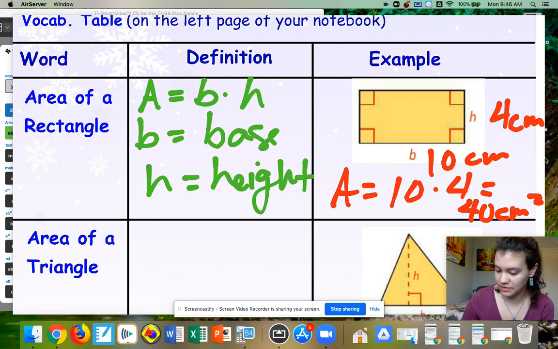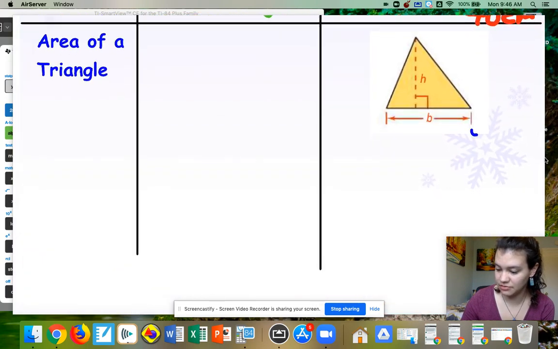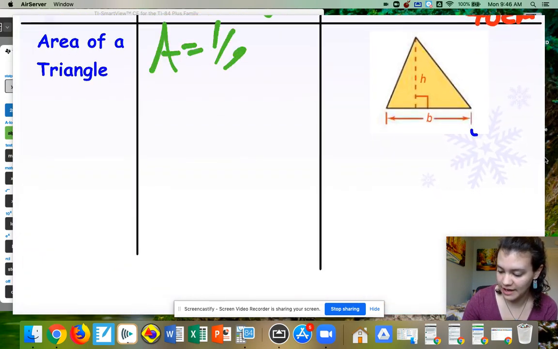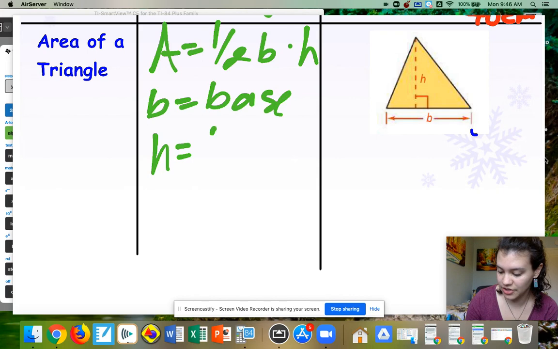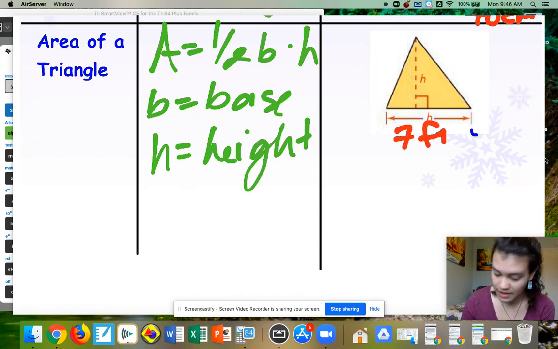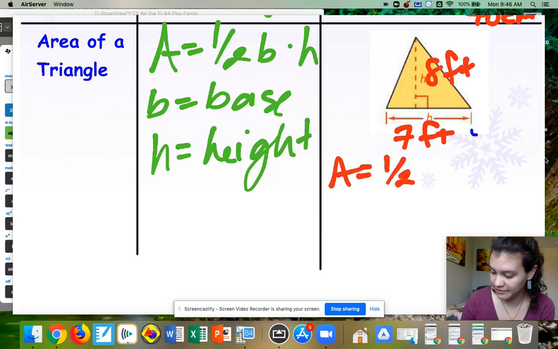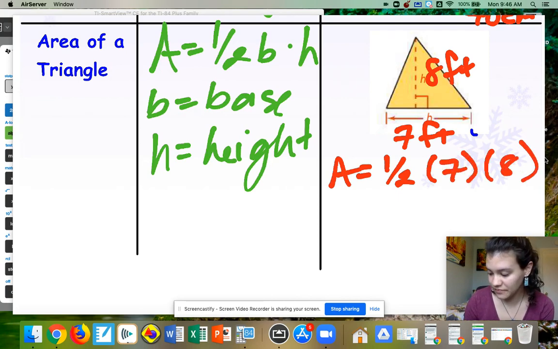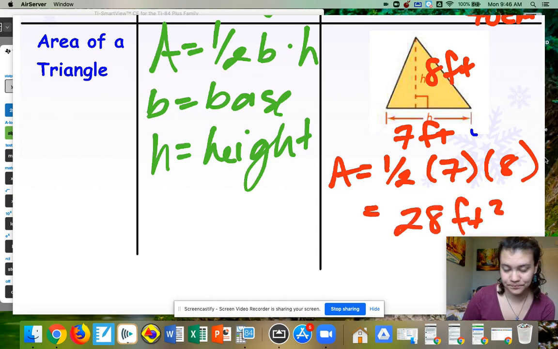So then if I go down to the next one, area of a triangle, again, we've done this before, this is a review. You have area is 1/2 base times height. B is still your base, H is still your height. And then for the example, we're going to make the base 7 feet and the height 8 feet. So then if we find the area, you do 1/2 of your base, which is 7, and then times your height, which is 8. So this will end up giving you 28 feet squared. So those are area of a triangle, area of a rectangle.